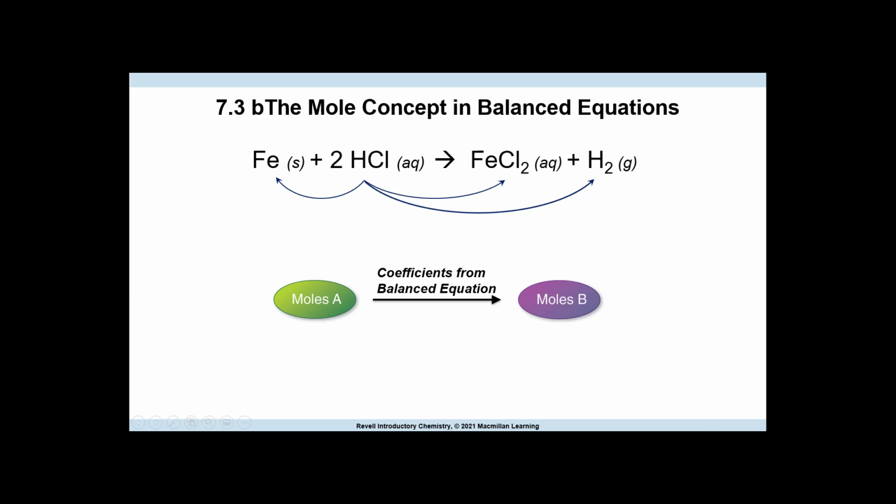So what about the coefficients? What does this mean? Let's break this down. You have 1 mole of iron. There are 2 moles of hydrochloric acid, 1 mole of iron 2 chloride, and 1 mole of hydrogen gas.